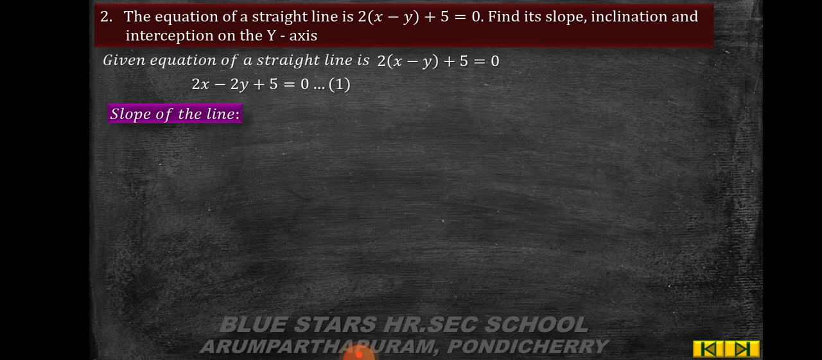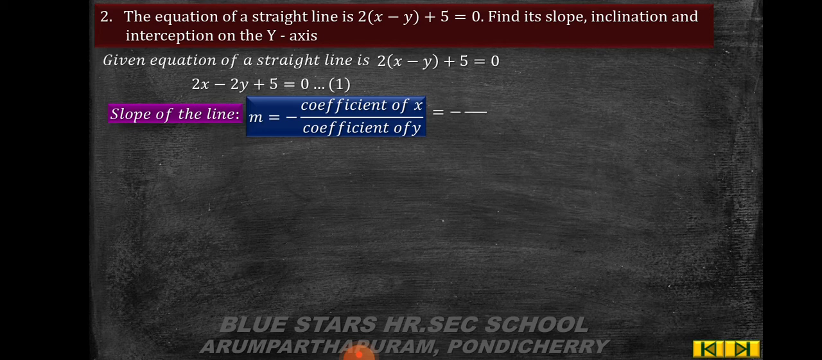Then next you have to find the slope of the line. The slope formula is m is equal to minus coefficient of x divided by coefficient of y. The coefficient of x is 2 and the coefficient of y is minus 2. Already one minus sign is in the formula, so minus of 2 divided by minus 2. The 2 gets cancelled. The slope value is m is equal to 1, because minus into minus is plus. Now we found the slope m is equal to 1.